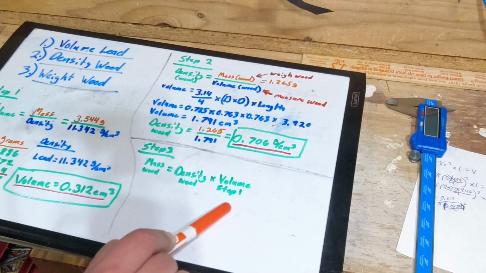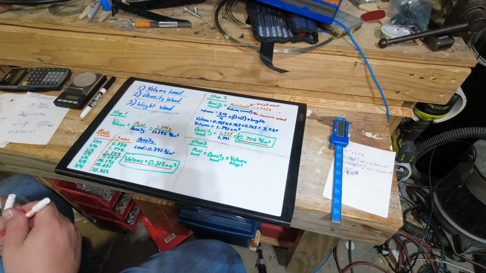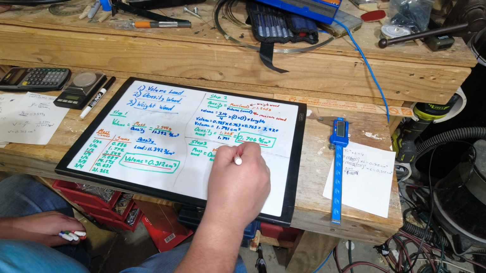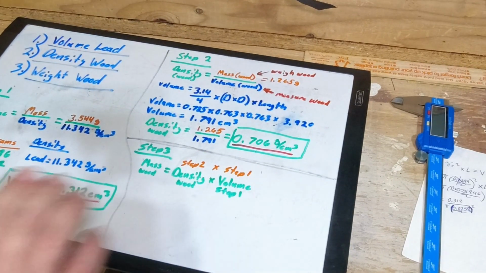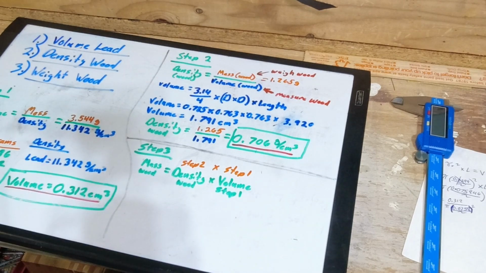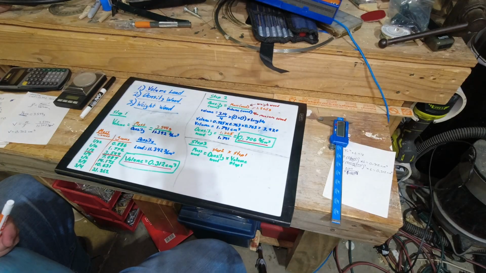So now this is where we go back to step one. So I actually have step two here. I'm going to multiply that by step one. This is the results from step two and the results from step one. So we just simply multiply those up and we'll get the weight of the wood that we need. So this is pretty simple. Here we go. All right.